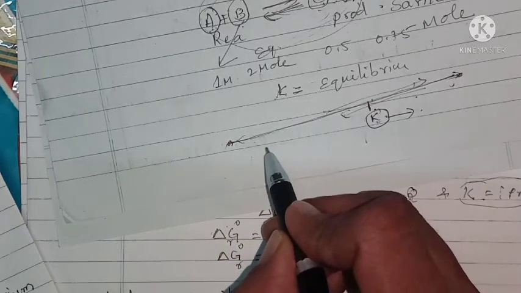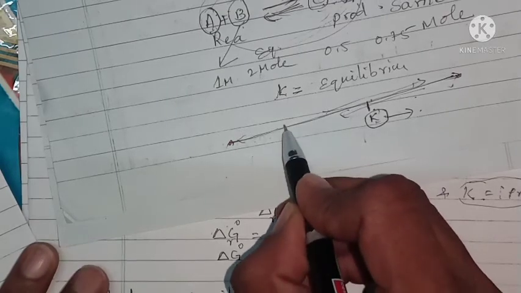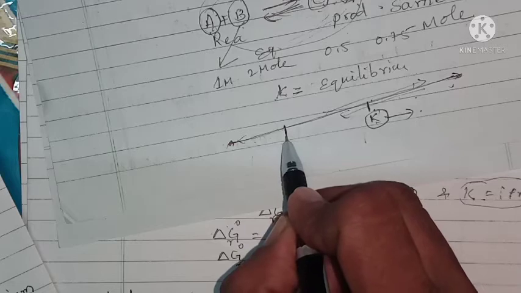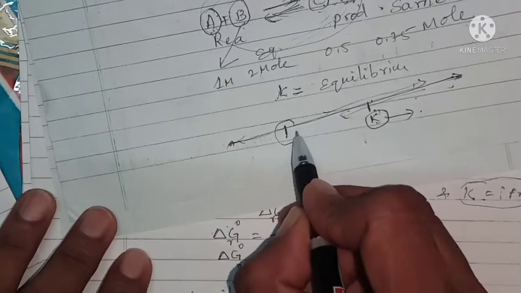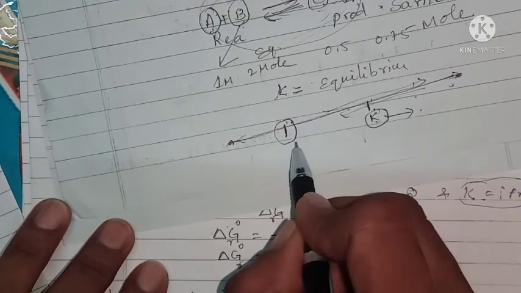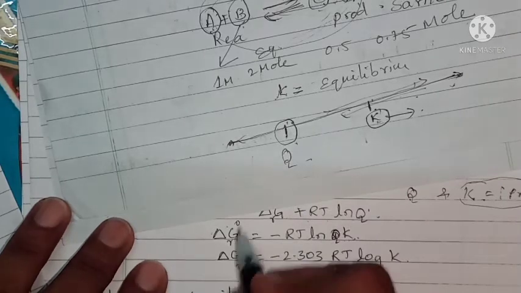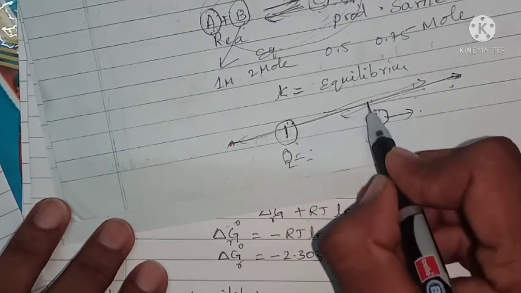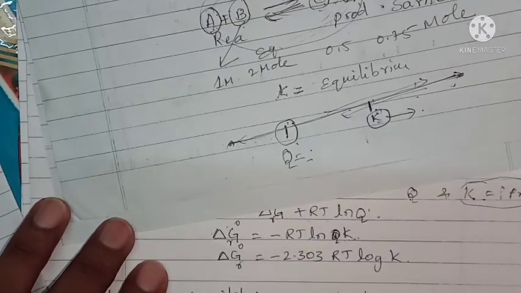reactant at a particular instant. For example, here if we want to measure the concentration of product and the concentration of the reactant, whatever concentrations we get, that ratio is nothing but Q. That is called the reaction quotient. See, here this is the equilibrium.